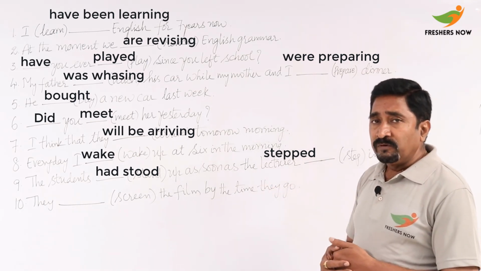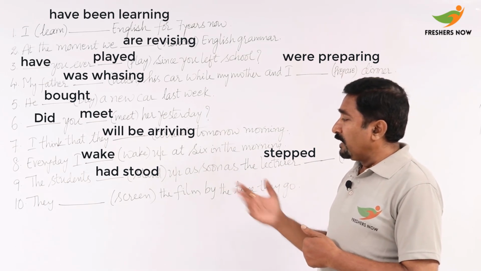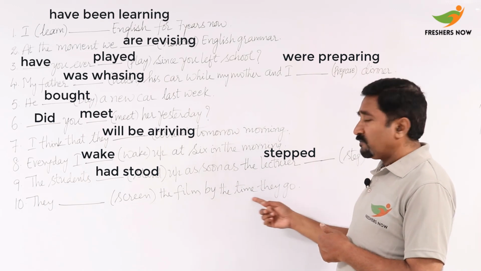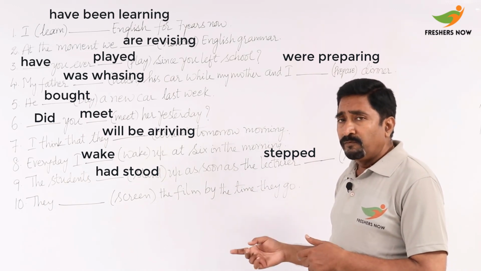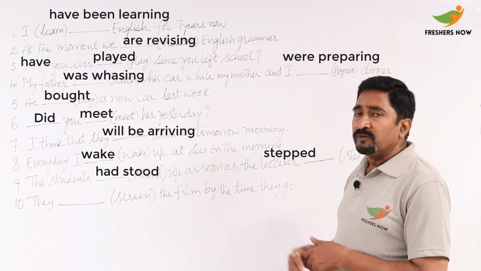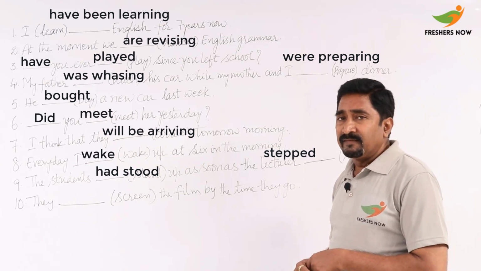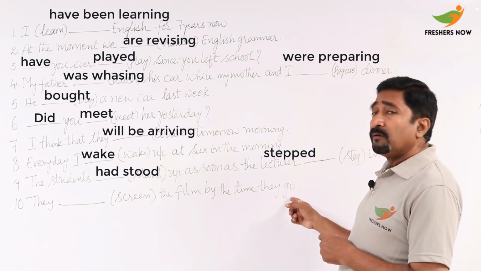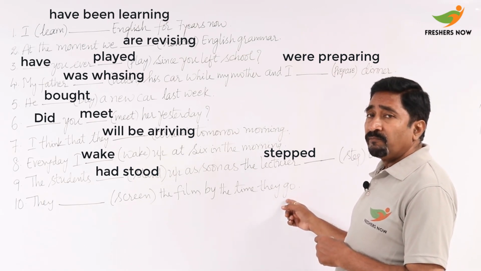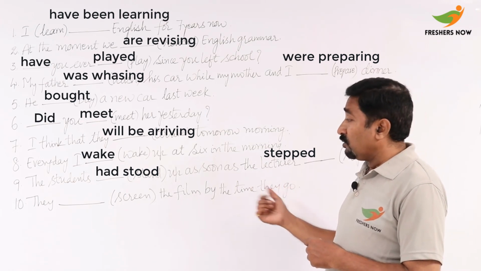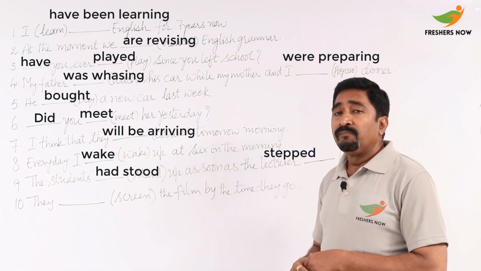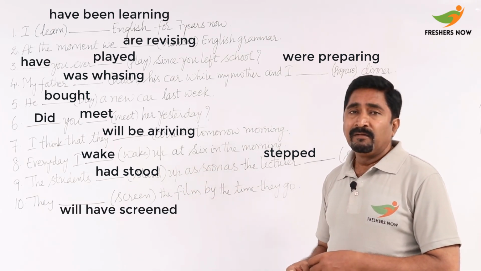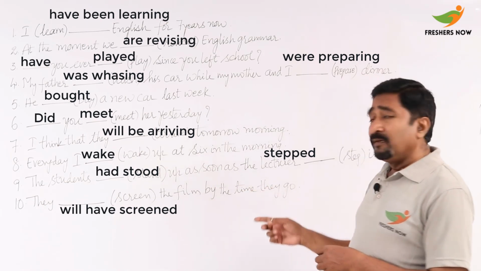Now let's see the last one. They screen, and you can understand this phrase here, by the time, or before or after. When we use it, it should be in future perfect tense. And you can understand that you're given simple present tense here, that is go. So, what should that be? They will have screened the film by the time they go.